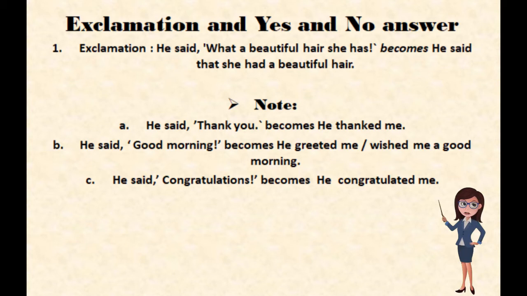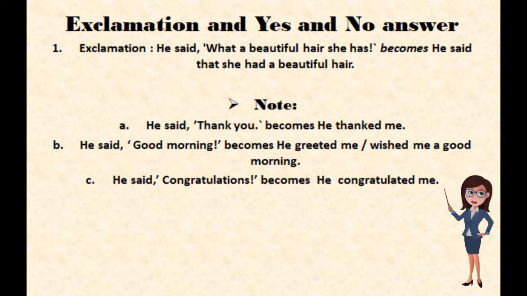Now we have to take note of important information. I have 3 pieces of important information here. The first one is, for example, if we find the sentence "He said thank you," then in indirect speech it becomes "He thanked me." Number 2, in direct speech, if you find the sentence "He said good morning," it becomes "He greeted me" or "wished me a good morning." Number 3, the example of direct speech "He said congratulations," it becomes "He congratulated me."